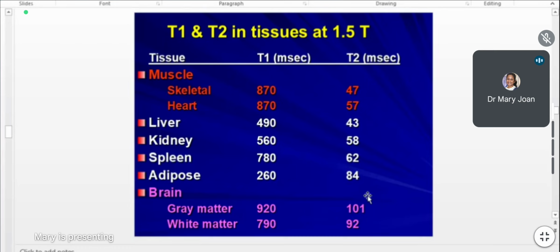So here is a measure of T1 and T2 in tissues at 1.5 Tesla MRI. So tissue: muscle, skeletal tissues, heart, etc. T1 is of the order of 870 milliseconds for skeletal muscle and heart. And T2 is of the order of 47 for skeletal muscle and 57 for heart. So liver T1 is 490, T2 is 43.